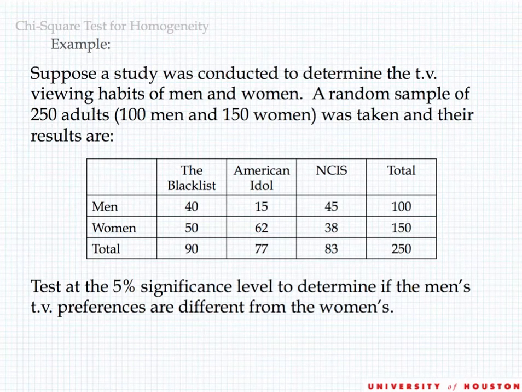For example, suppose we've conducted a study to determine the TV viewing habits of men and women. A simple random sample of 250 adults, where 100 are men and 150 are women, was taken, and these are their results. We want to test at the 5% significance level to determine if the men's TV preferences are different from the women's. So in this case, our null hypothesis is that the men and the women are the same.